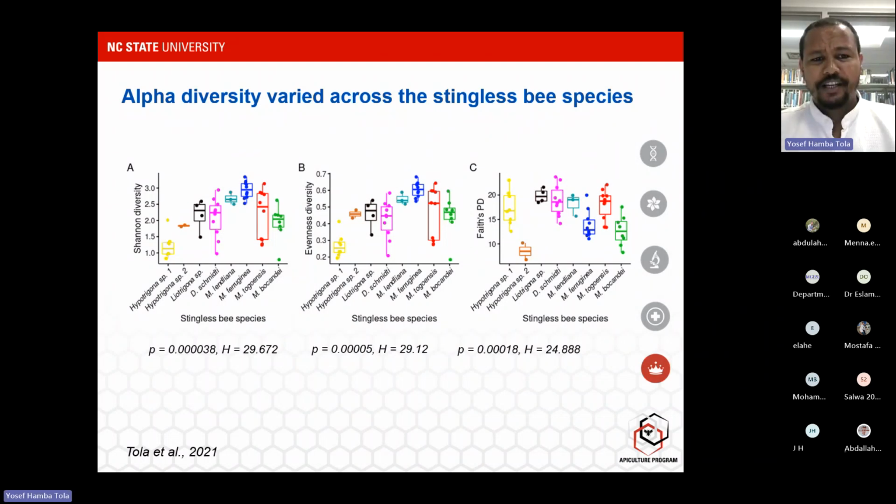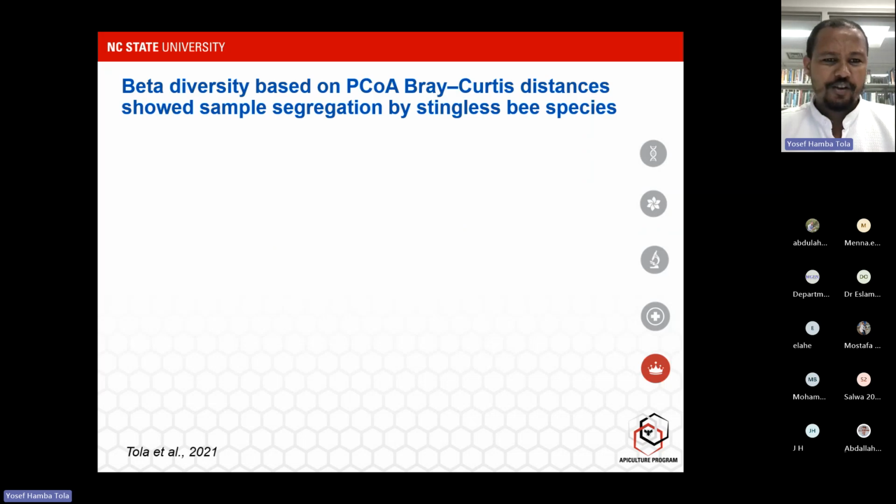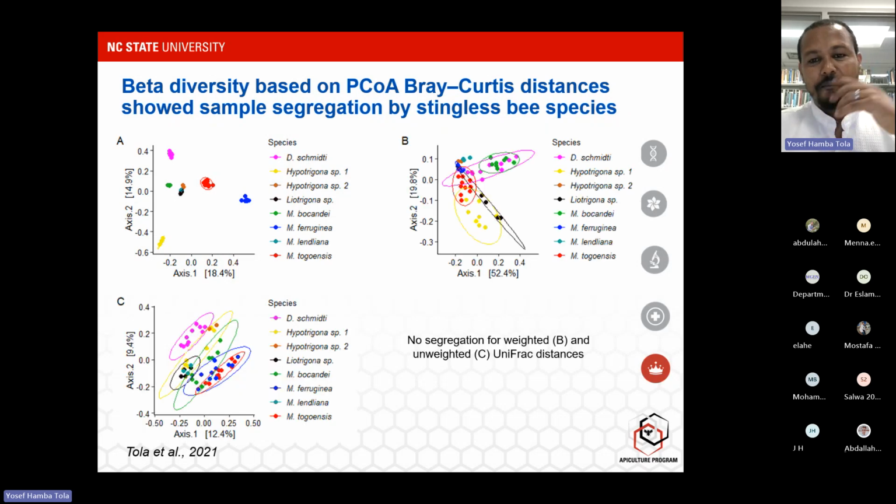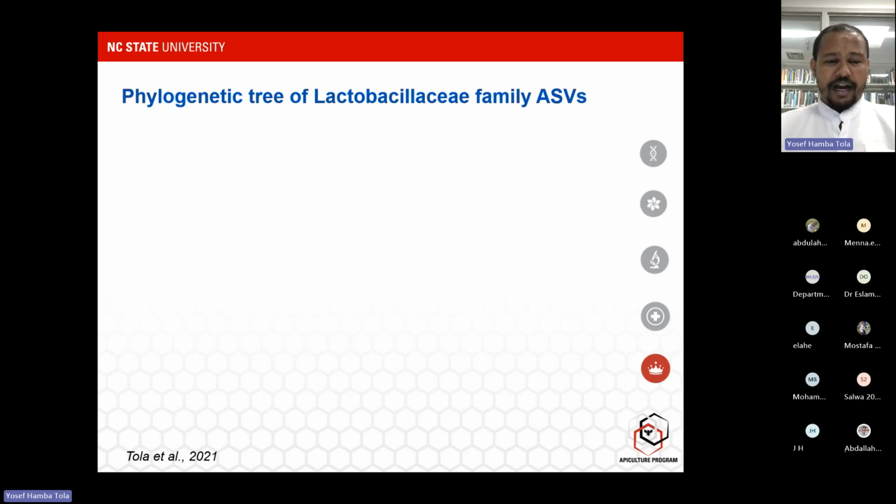I also looked at the beta diversity, what the beta diversity looks like. From the beta diversity, the PCoA plot of the distance shows the sample segregation or clustering. If you look at this one based on the species, they are clustered separately and independently here. But I didn't find that kind of clustering for the UniFrac distance analysis, for the weighted and unweighted one.